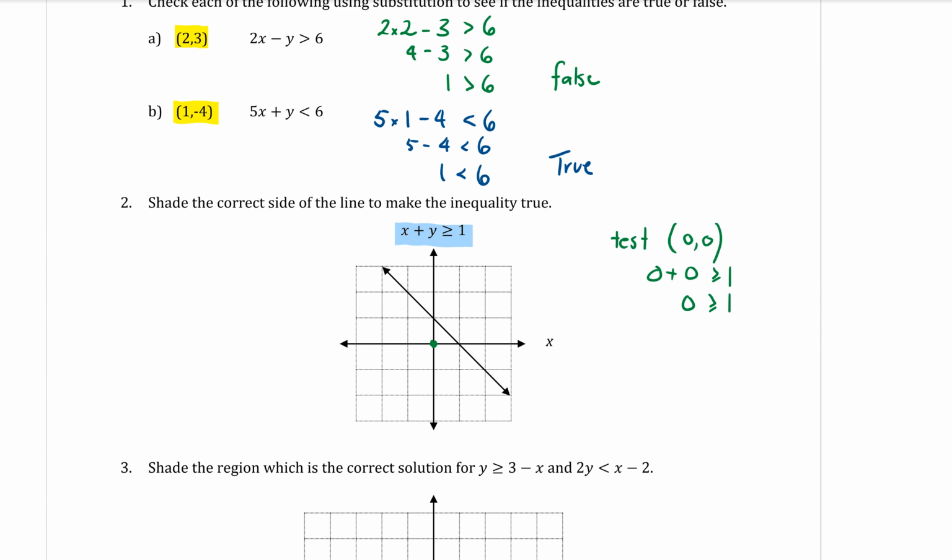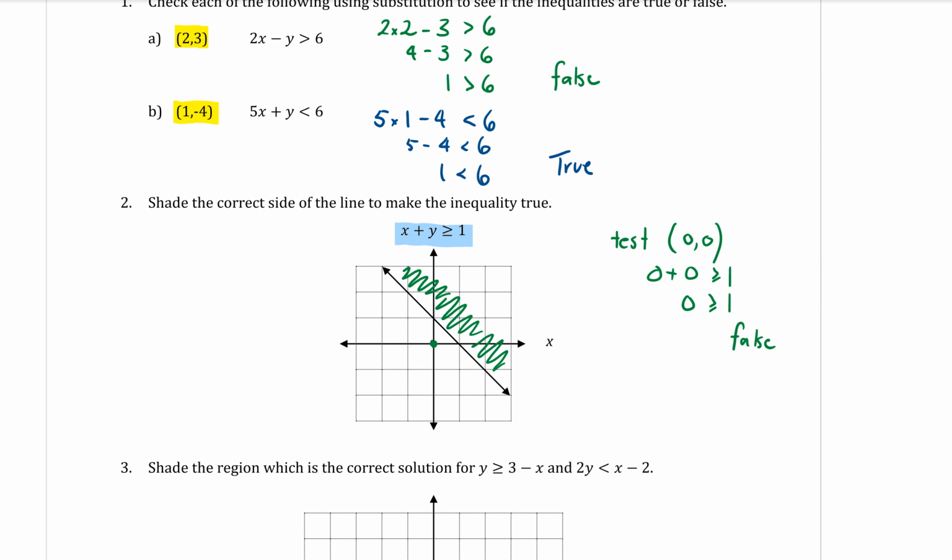So that is false. If I tested the origin, that little point that I've drawn there in green, and it is false, that means that point is the wrong side of the line to shade, so I shade the other side. The region will be on the top side here of that line, and that's what we need to do.